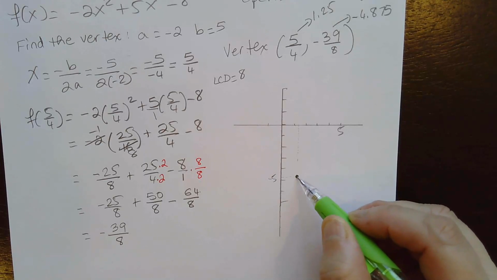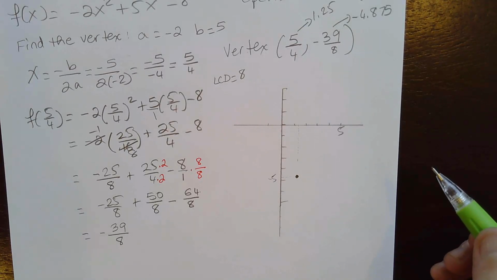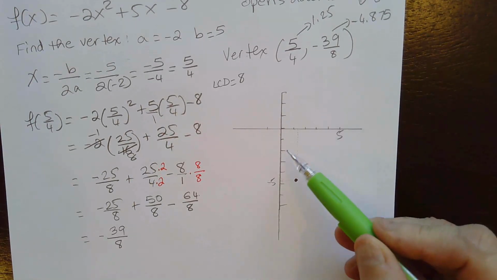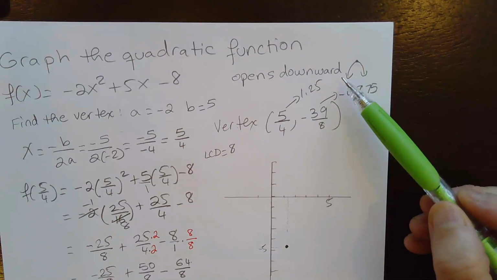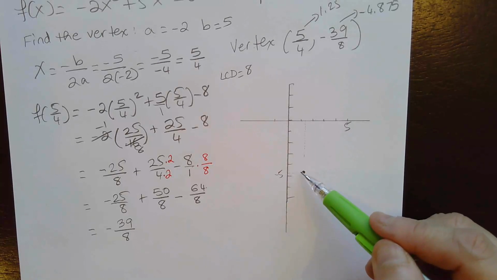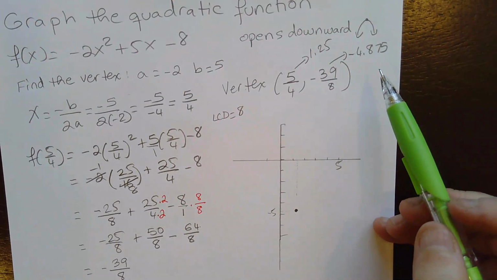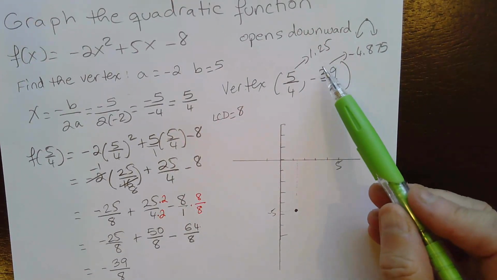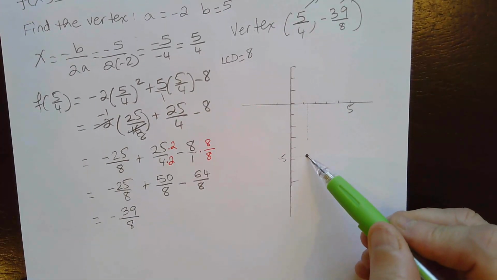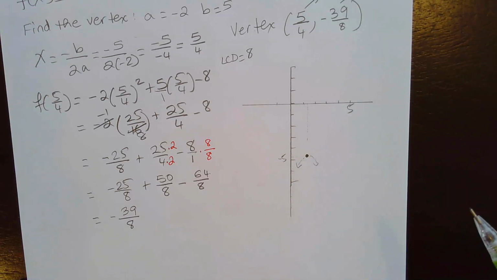Okay. Now we usually find the y-intercept and the x-intercept. If you take a look at this particular problem, we're not going to have an x-intercept because the vertex is in the 4th quadrant and the parabola opens downward. That means this is going to be the maximum value, which is negative 4.875. This is the maximum y value of the function. So you're not going to have an x-intercept. It's going to be heading in this direction.